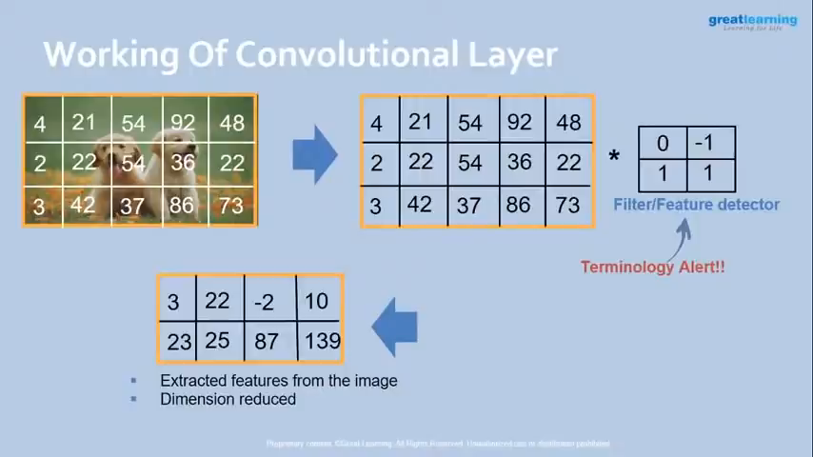I got a question from Azinkya: did you multiply pixel with filter? Yes, I actually did the multiplication and then the sum, and then I will get all this part, right? And if you do the multiplication of the whole image array with 0, minus 1, 1, 1, that time you will get this part: 3, 22, minus 2, 10, 23, 25, 87 and 139. This is how you can reduce the dimension, right?